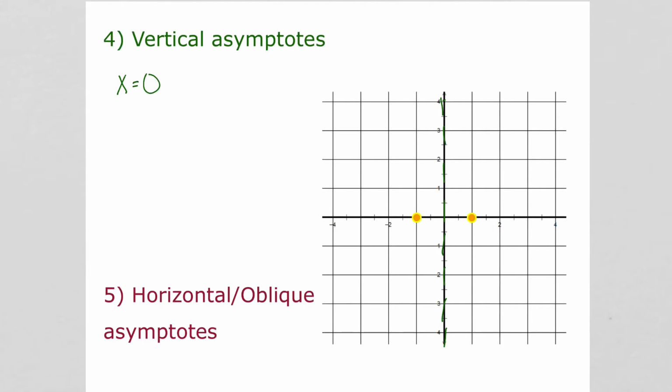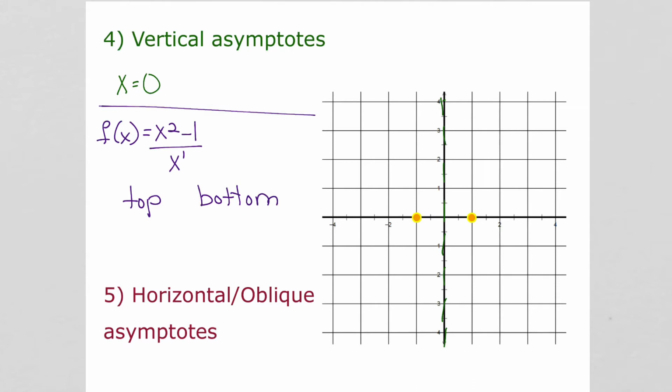Horizontal or oblique asymptotes. I'm going to have to go up here because I didn't leave myself a lot of space down at the bottom. We had this as our function where the top degree was 2 and the bottom degree was 1. So the top is greater than the bottom. When that's the case, there is no horizontal asymptote. Which means that there could be an oblique or slant asymptote.